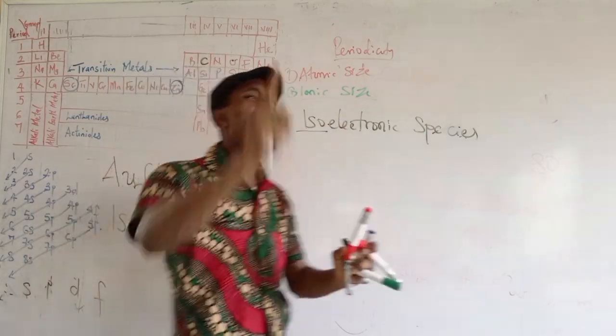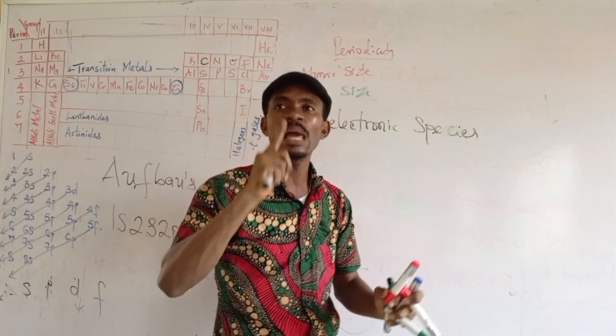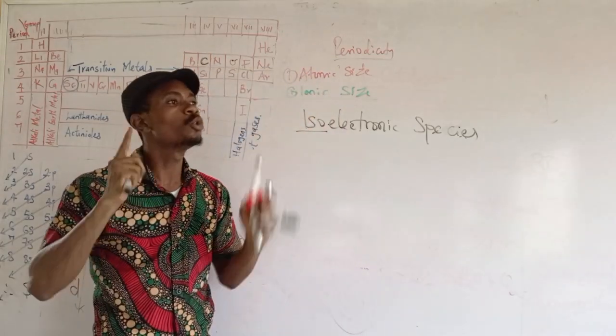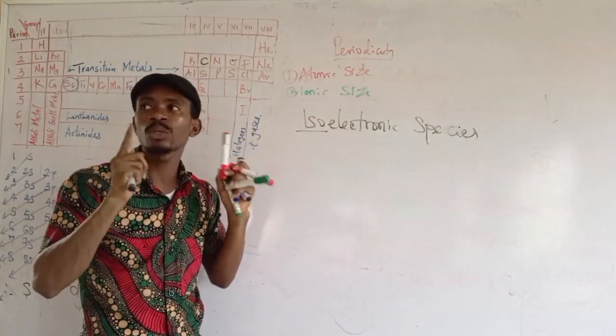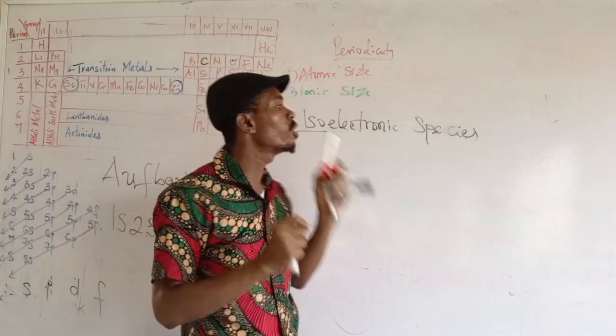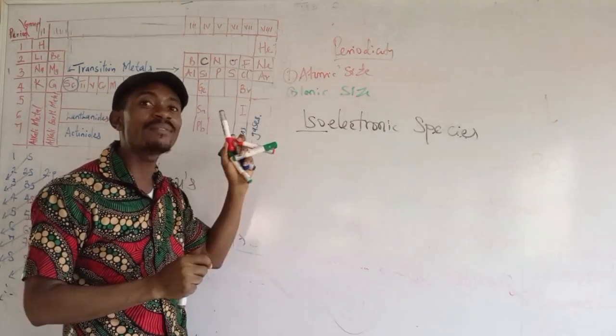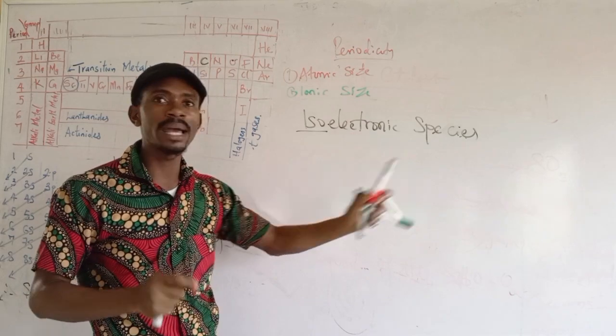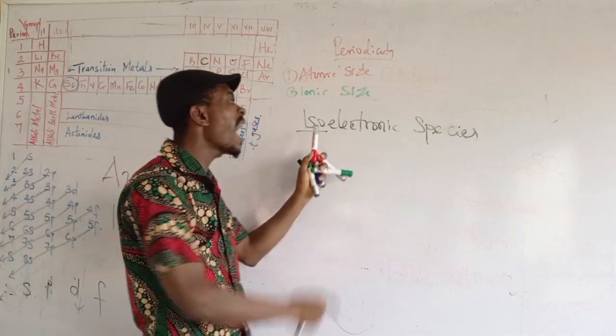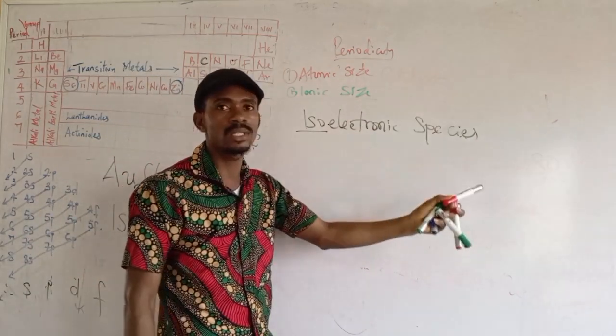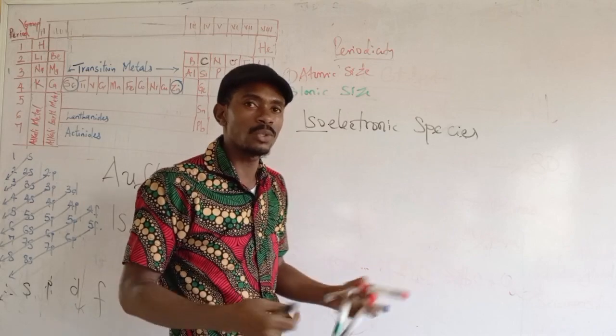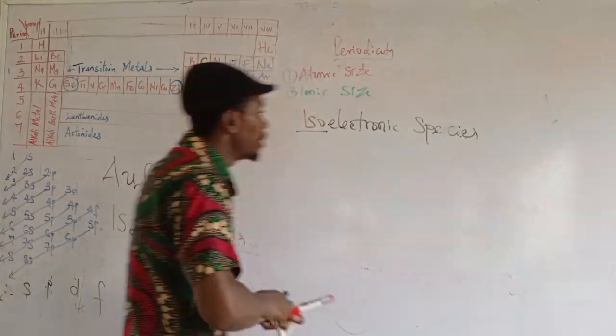Remember that the identification of every element is the atomic number. No two elements have the same atomic number, but it is possible for 2 or even 3 elements to have the same electron number, and that is the phenomenon of isoelectronic species. So let's talk about those elements that have this phenomenon.